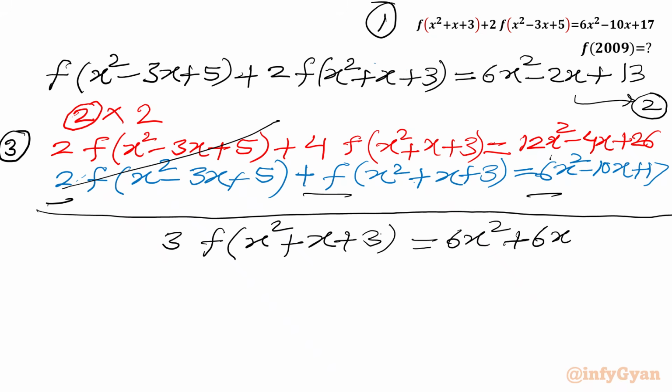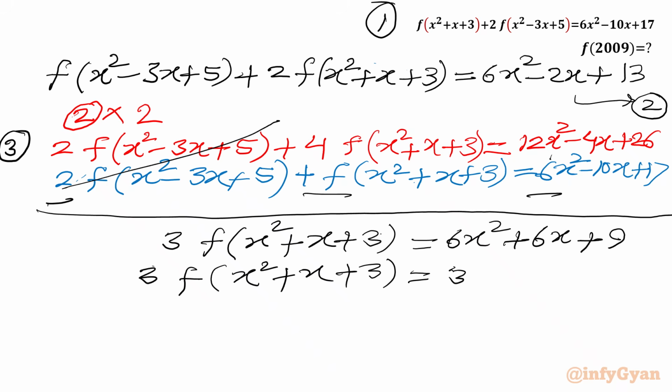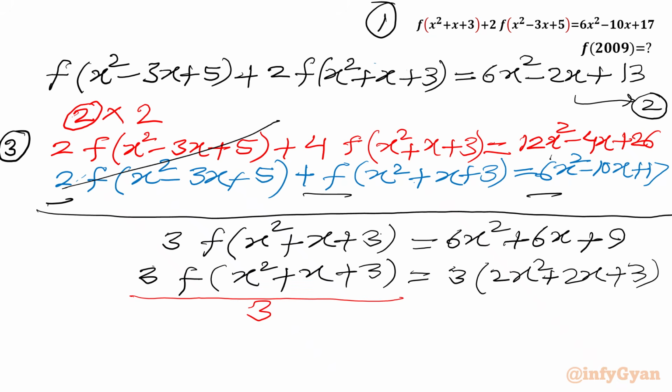26 minus 17 plus 9, which we will write as 3 times f of x square plus x plus 3 equal to, we'll take 3 common out. So in the bracket there would be 2x square plus 2x plus 3. Now we can divide both sides by 3 so that the multiplier 3 will be gone from LHS and RHS.